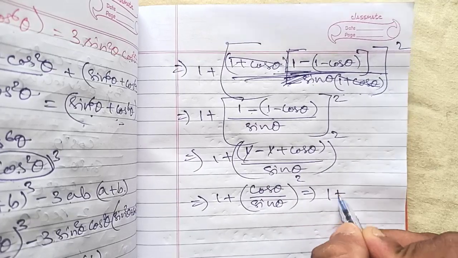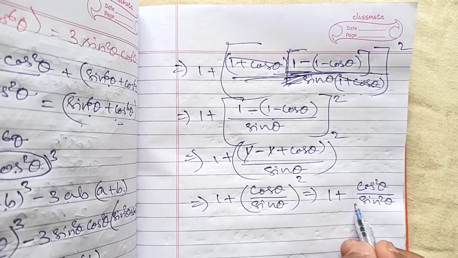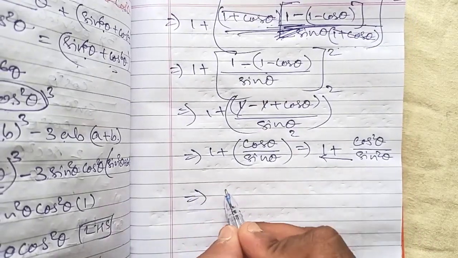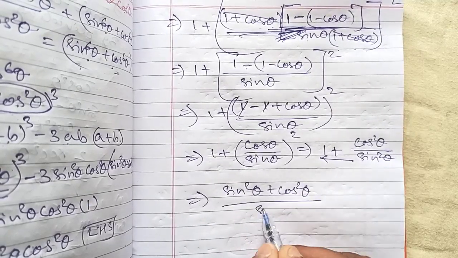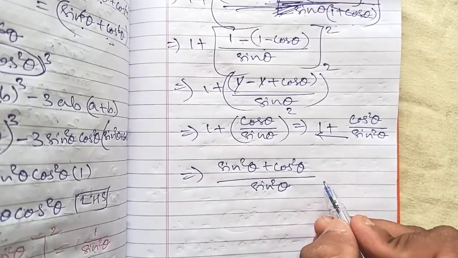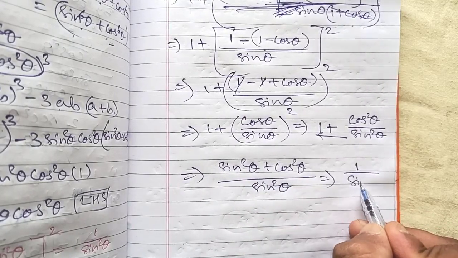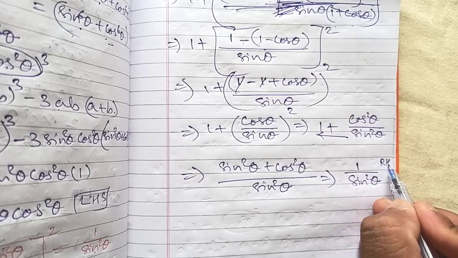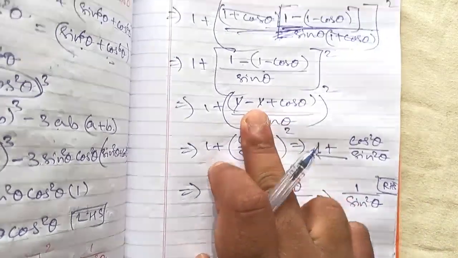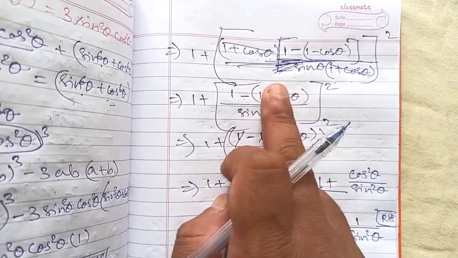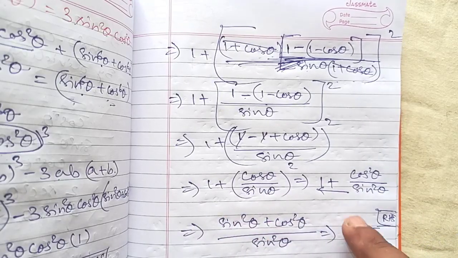We can write 1 plus cos square theta by sin square theta. Multiply this one here. So you will get sin square theta plus cos square theta whole divided by sin theta. That means this is 1 by sin square theta equals to RHS. So what we have done, we have taken out common, cancelled the terms. Okay. We reduced the term in a smaller way. Then we use the formula to find the value of 1 by sin square theta.